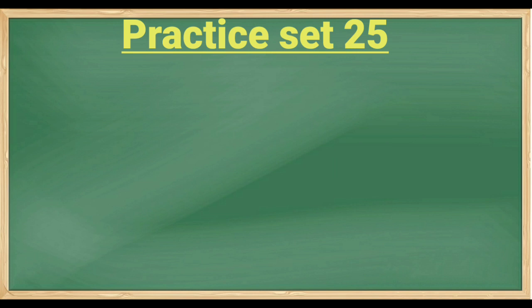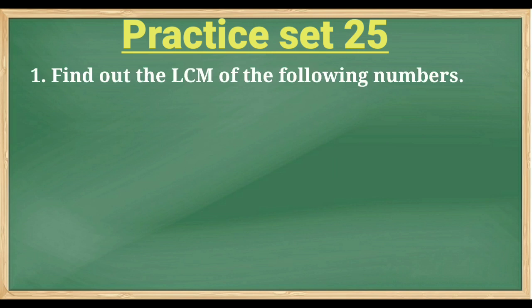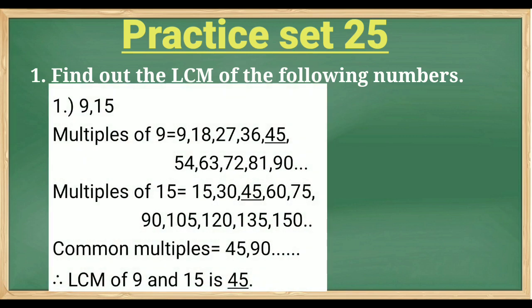Based on this information, let us now try to solve practice set 25. Question 1: Find the LCM of the following numbers. To solve this sum, first we note down the multiples of the numbers 9 and 15. After noting the multiples of 9 and 15 up to 10 times, we get two common multiples between these two numbers, that is 45 and 90. 45 being the first common multiple will be taken as the lowest common multiple of 9 and 15. Therefore, the LCM of 9 and 15 is 45.